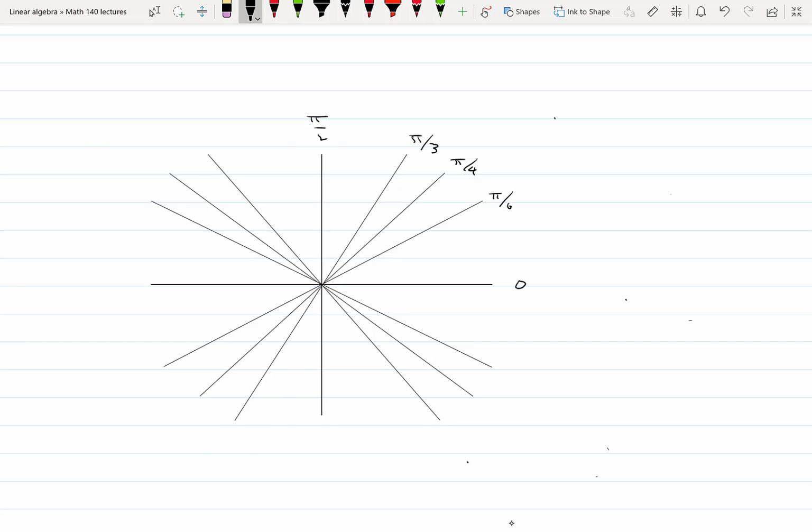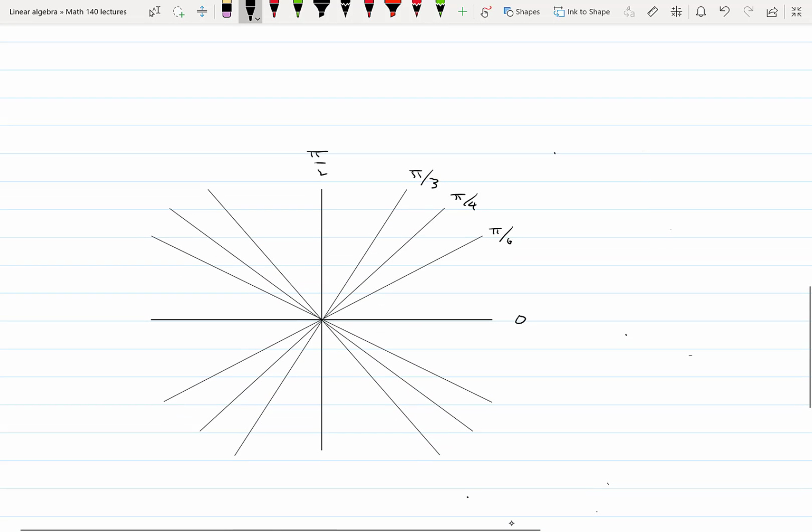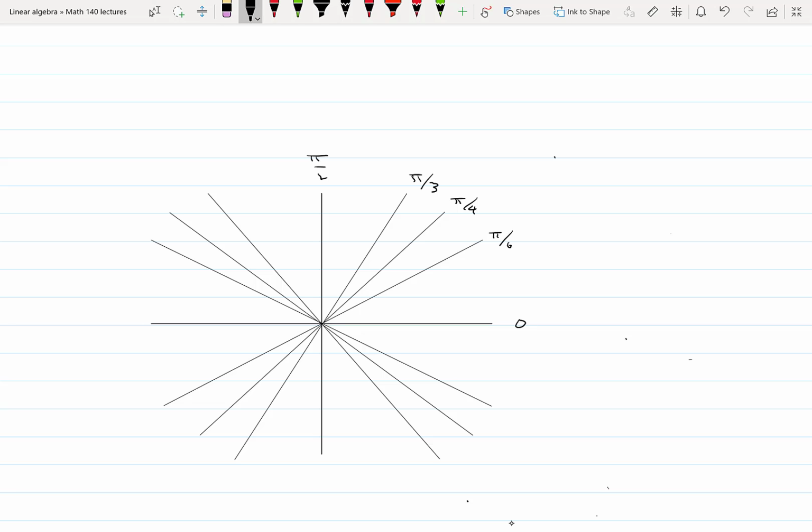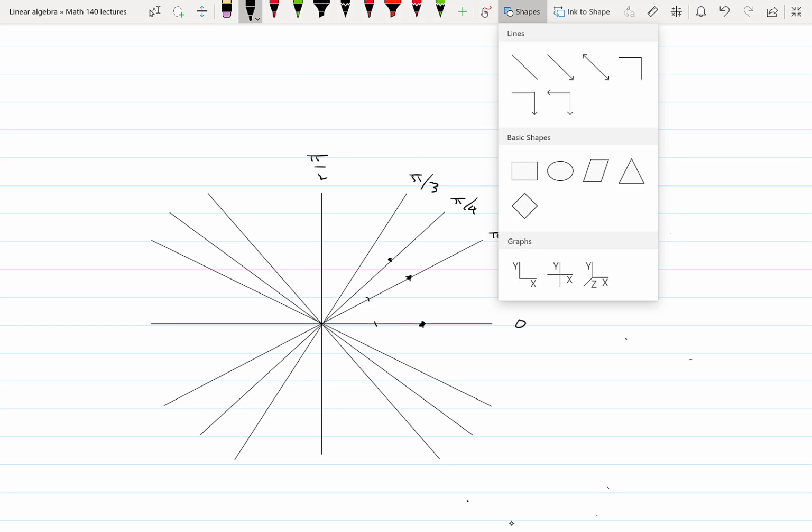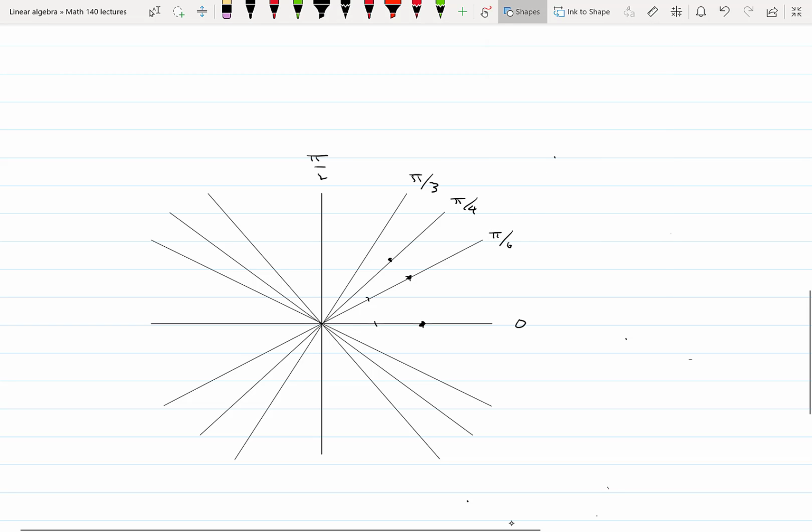Well, if theta equals 0, r equals 2. So let's put r equals 2 right about here. If theta equals pi over 6, r equals 2. So if there's pi over 6, and here's r equals 1, r equals 2. Theta equals pi over 4, r equals 2. No matter what we let theta equal, r is going to equal 2. What are we going to get? We are going to get a circle.